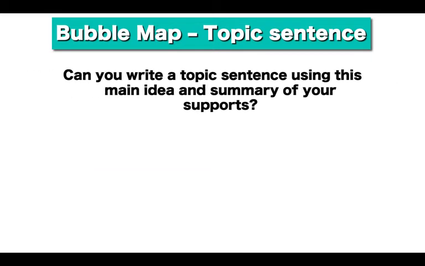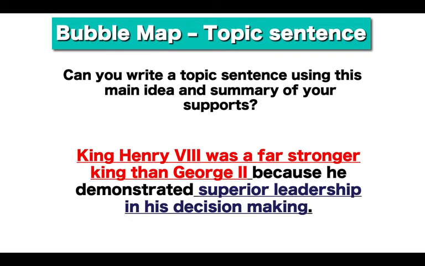Can you write a topic sentence using the main idea and summary of your supports? Yes, of course. King Henry VIII was a far stronger king than George II. Why? Because he demonstrated superior leadership in his decision making. So my main idea is the red one, and the blue is my support. This is the summary of my supports.